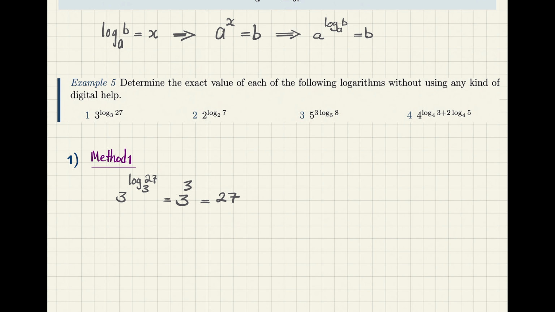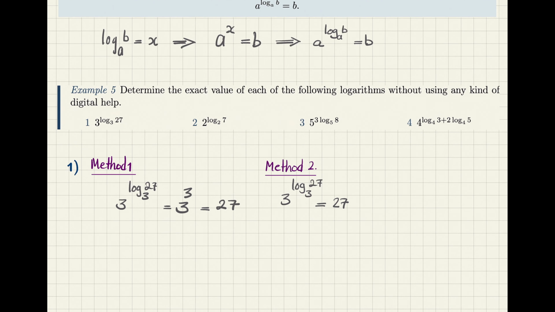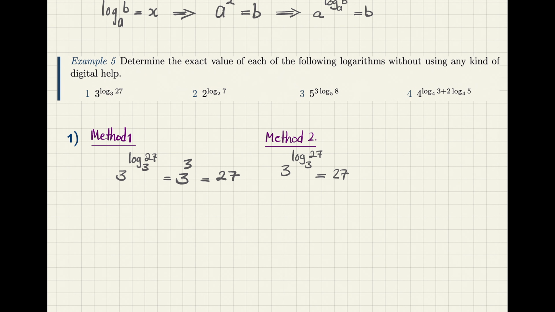Okay, but method 2, I want you to use the theorem, or the definition, or the formula. So 3 to the power of log 27, if you see this, you don't need to do any of these. You can simply say 27, because now 3 is playing the role of A. You see 3 and 3 are A and A, and then 27 is B. So the answer should be B, as simple as that. But for number 2, for example, method 1 does not work.